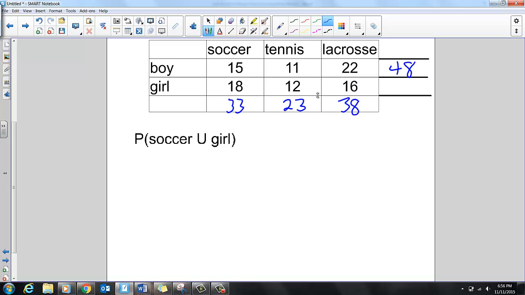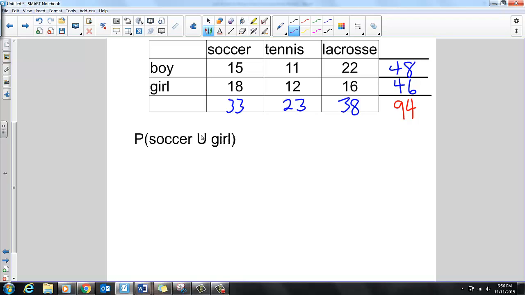And the number of girls that we have is going to be 46. All right, so when I add all these up, my total will be 94, and that's true if I add these or I add those. Either way, it's going to be 94.